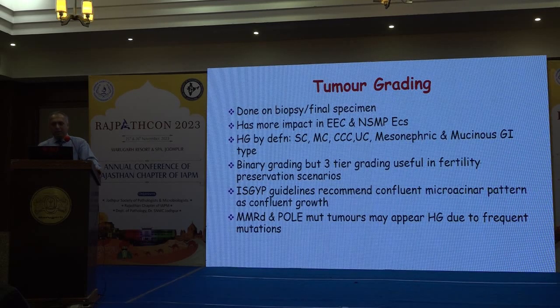The ISGyP guidelines have recommended confluent microacinar pattern as confluent growth. So sometimes you may see this problem when you see glands, but they are so small that at low power it gives a solid kind of appearance. So there is always a dilemma what to call them, whether you should consider them as grade 1 or grade 3. You can upgrade by 1, that's what the ISGyP guidelines say, but they mention it very briefly in one sentence, so I don't know how much to rely on that. And MMR and POLE-mutated tumors may appear high grade due to frequent mutations.